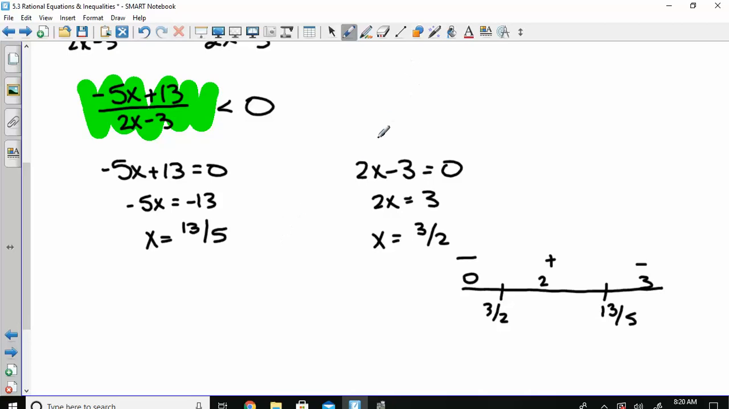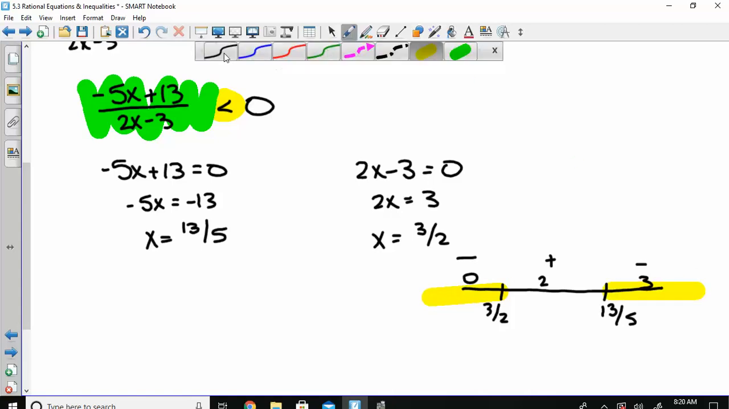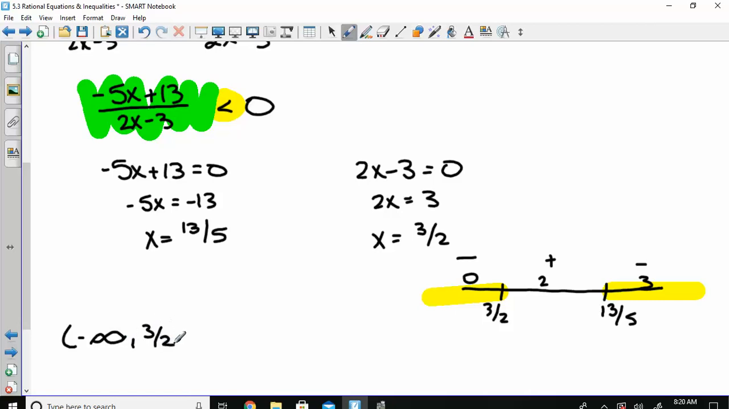Alright, which ones did I want? Less than is negative. There's no equal to, so nothing would get a bracket. So it would be negative infinity to 3/2, and 13/5 to infinity.